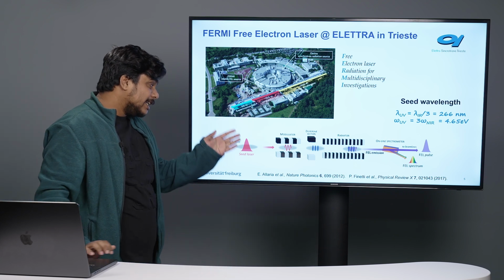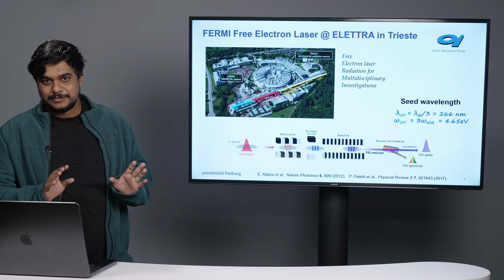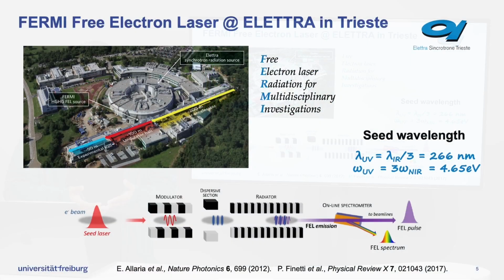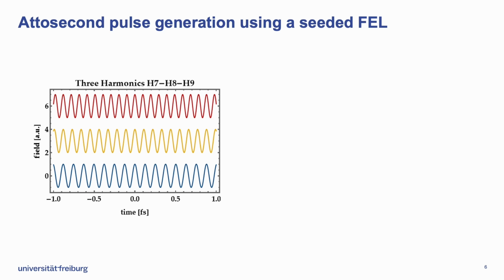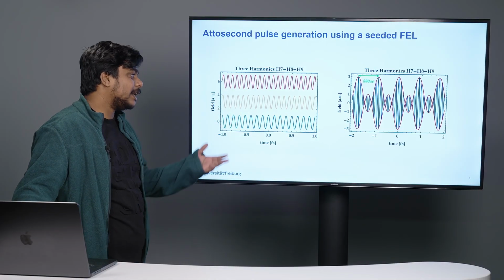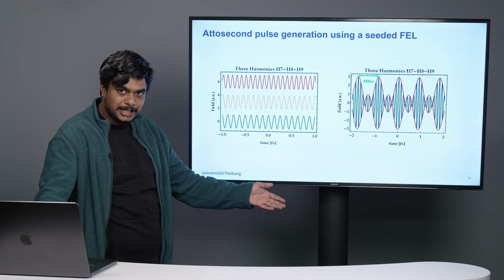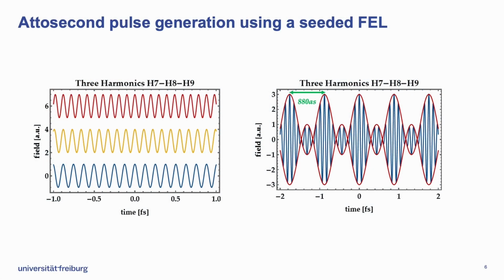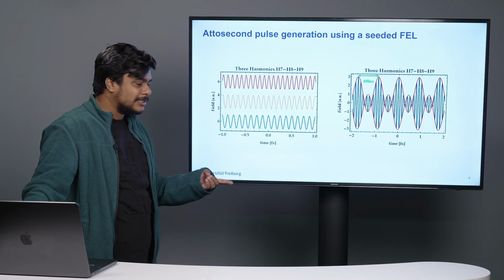Fermi is a seeded free electron laser, which means it uses a seed laser to produce XUV radiation. Apart from the other characteristics, the FEL allows us to generate coherent multiple harmonics. If you take 3 such coherent harmonics and add them up, in time you have an attosecond pulse train. The important thing to notice here is that the distance between 2 attosecond pulses is 880 attoseconds. Just remember this value because it will come in handy.